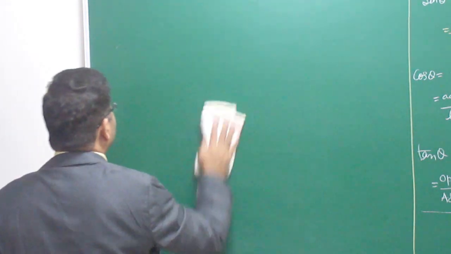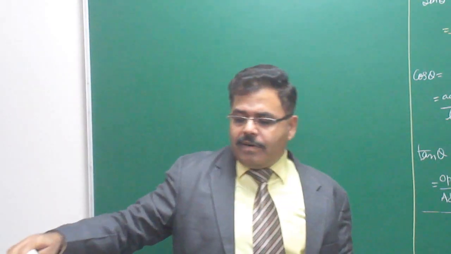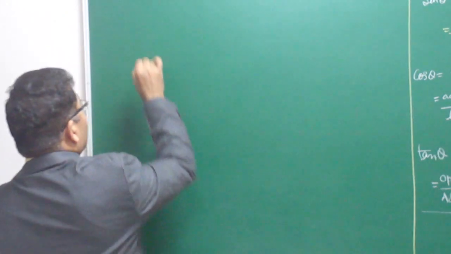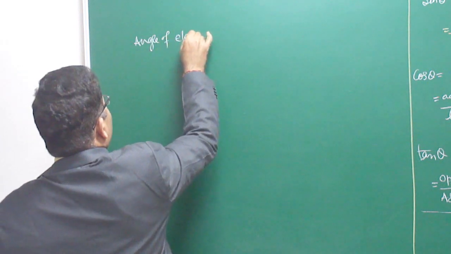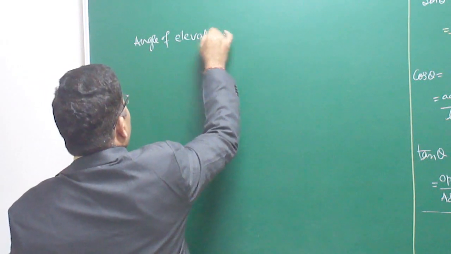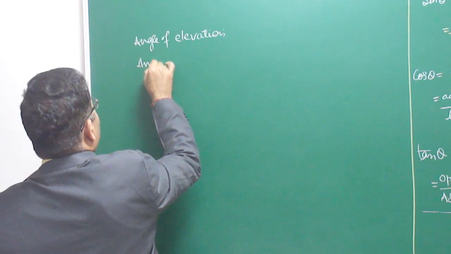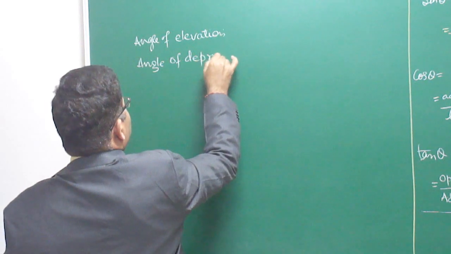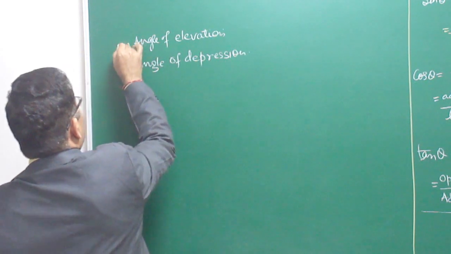I need to understand, there are two terms. One term is called angle of elevation and another term is called angle of depression. Angle of elevation and angle of depression. What is this? Two terms.